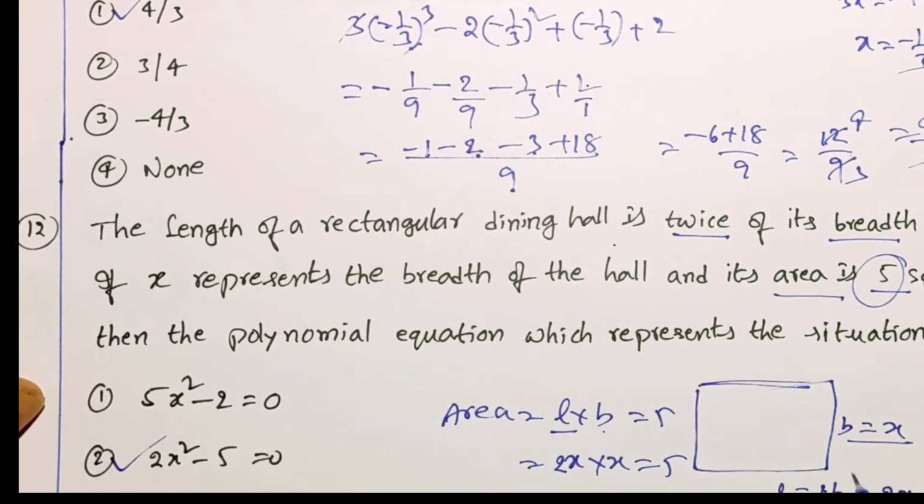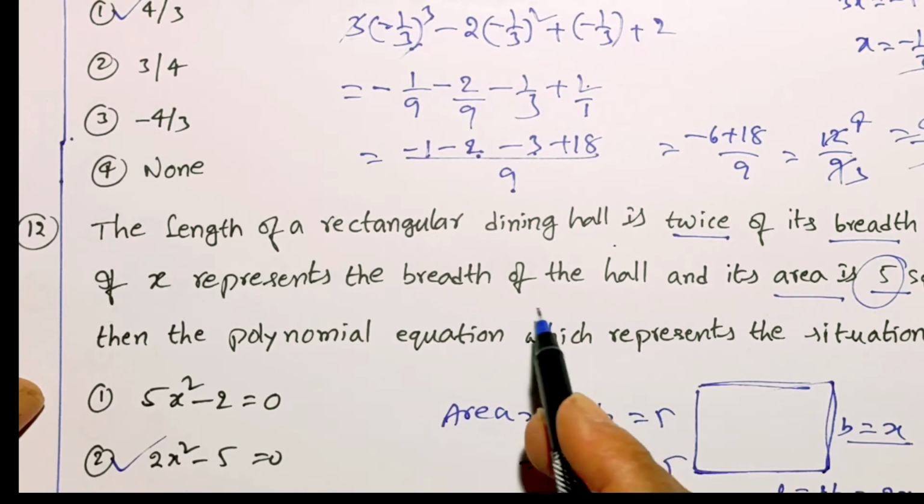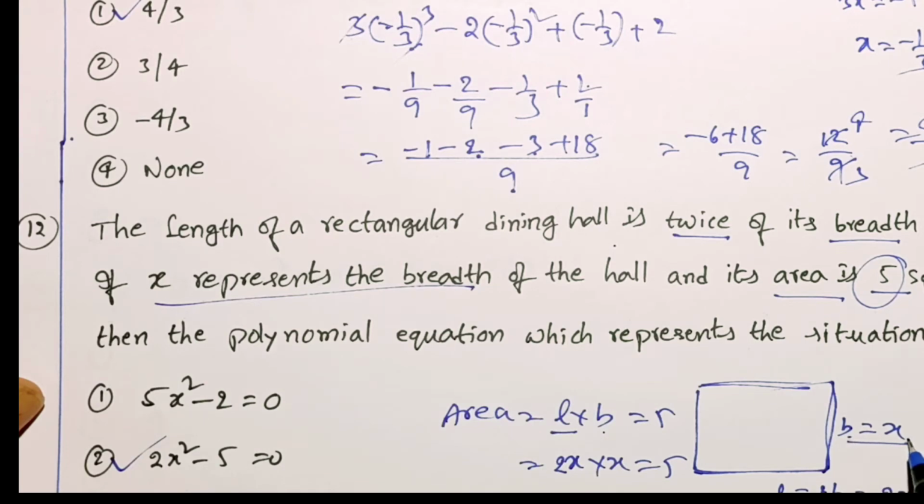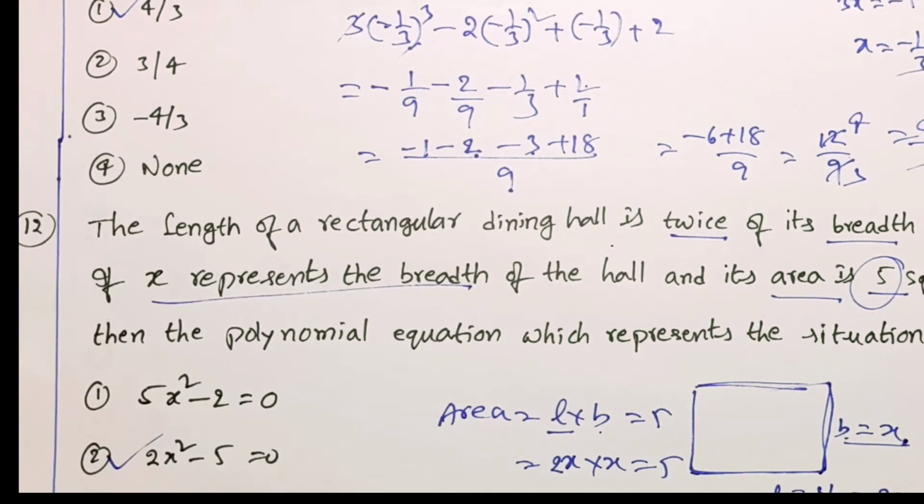So we are taking a rectangle, its length is L, breadth is denoted by B. Here x represents its breadth, means B is equal to x, and length is equal to 2 times breadth, and 2x.